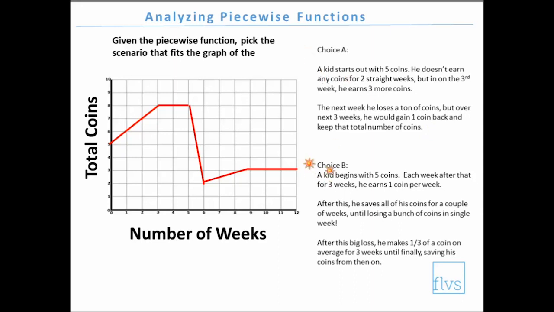And then we want to also compare it to choice B. A kid begins with 5 coins. Each week after that, for 3 weeks, he earns 1 coin per week.